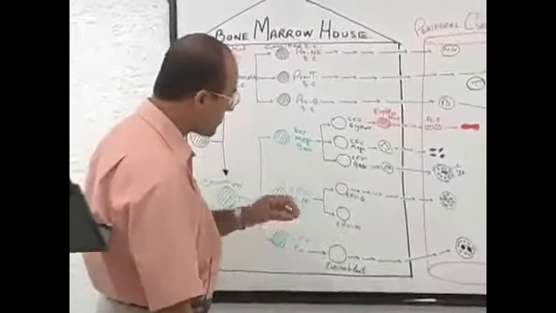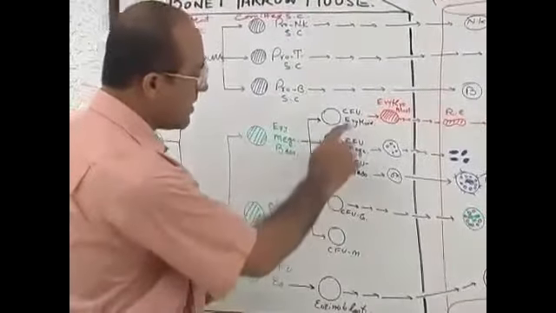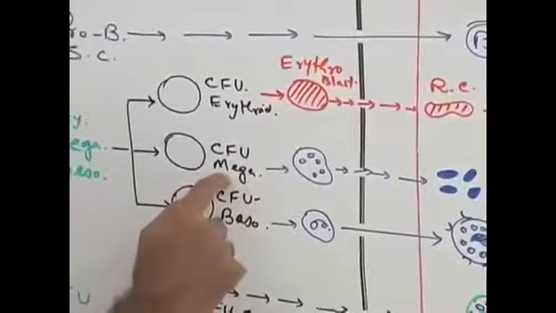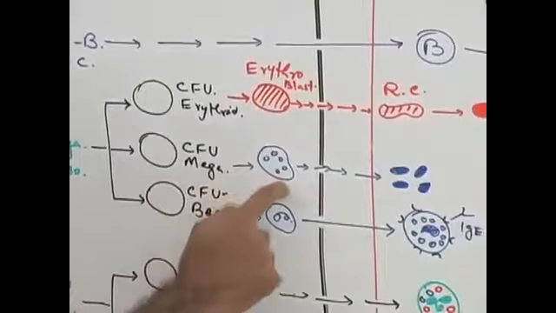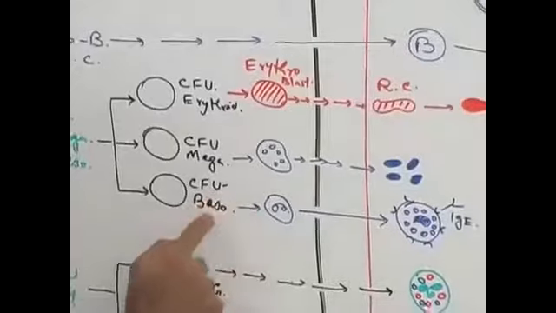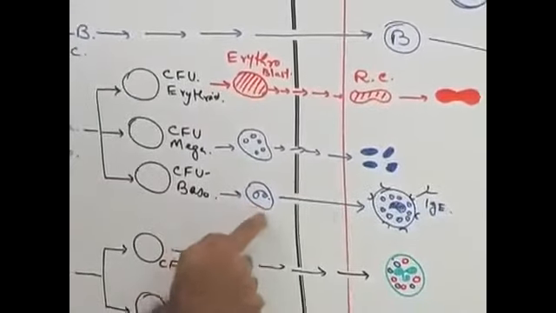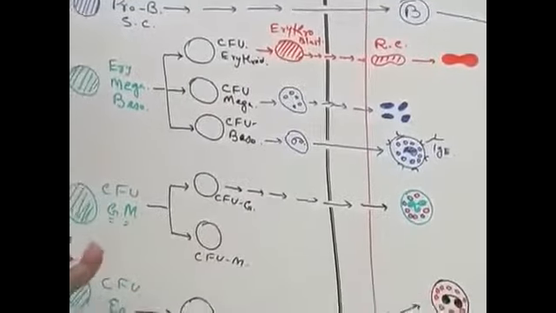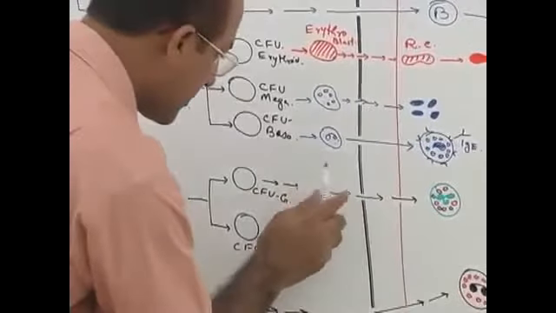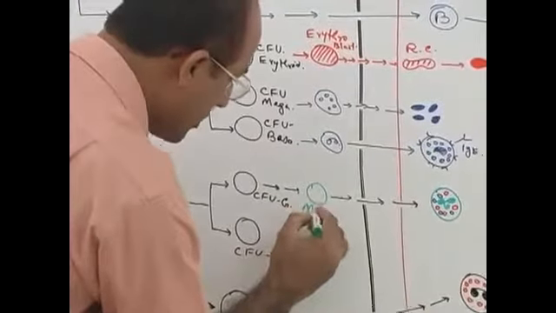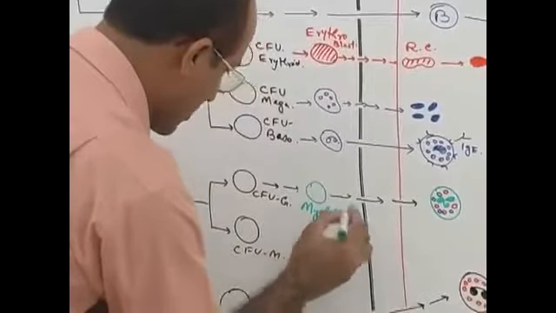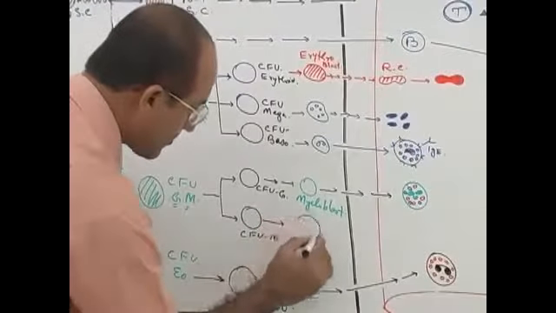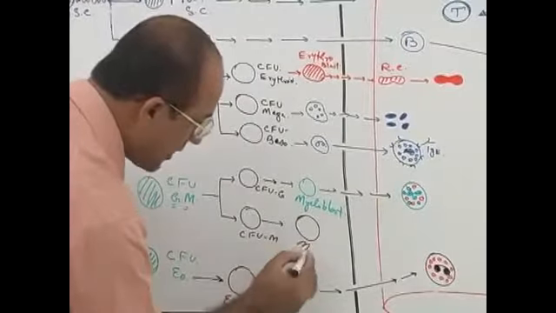And of course, these colony forming units come back. Colony forming unit erythroid goes into erythroblast. Colony forming unit for megakaryoid system makes megakaryoblast. Colony forming unit for basophilic makes basophiloblast, which eventually converts into basophil. Then colony forming unit for granulocyte converts into myeloblast. And this cell will convert into a cell which is called monoblast. What is it?